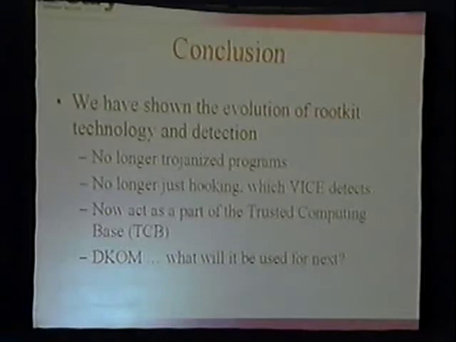So that's the conclusion of my talk. We've shown that rootkits are no longer just some Trojan programs on the file system. They're no longer just hooking, because Vice and other tools will detect those now. They're acting as part of the trusted computing base. And with DKOM, there is no end to what you can do with it, more or less. It's up to your imagination and how much reverse engineering skills you have. So who knows what will be next?